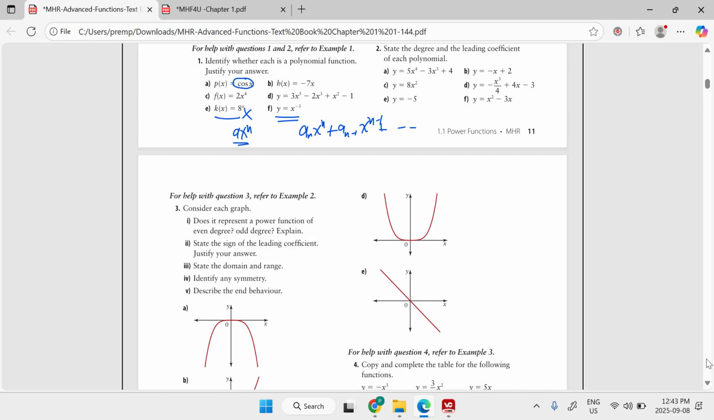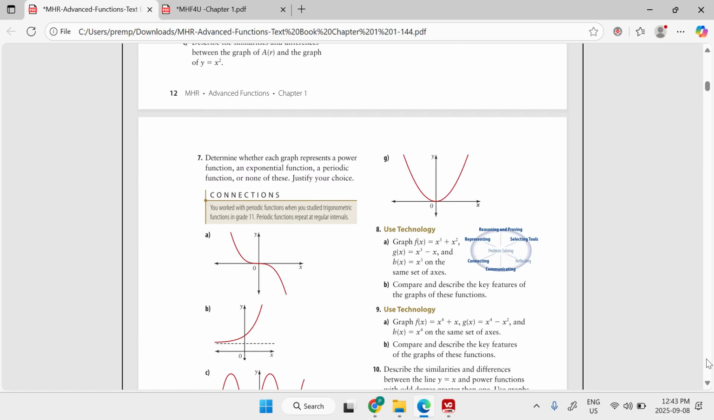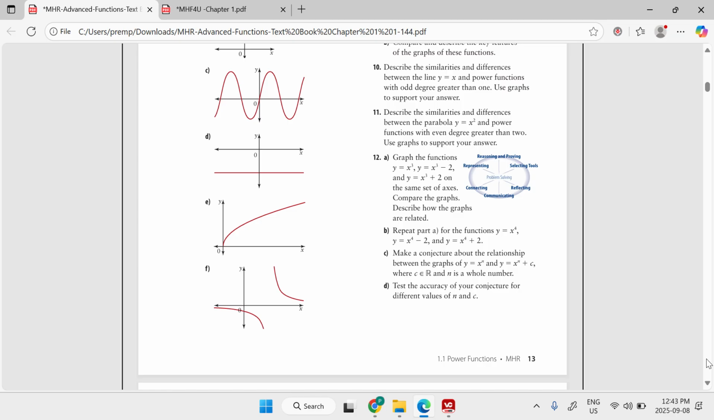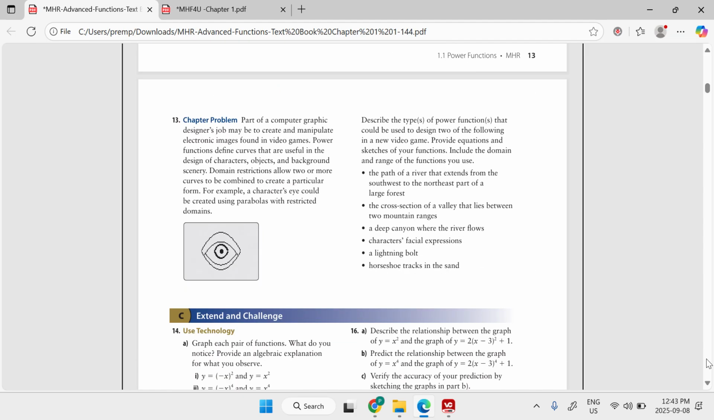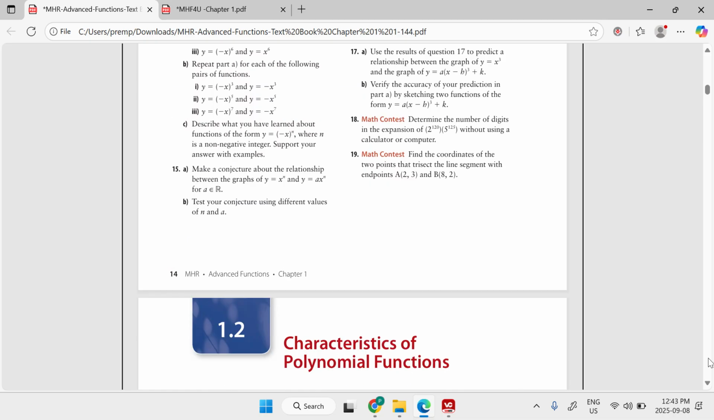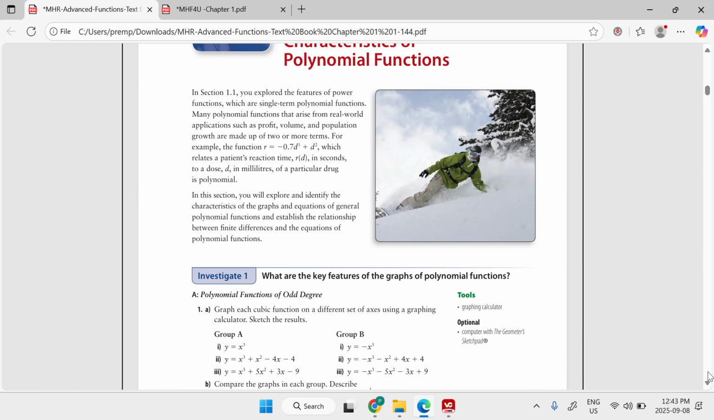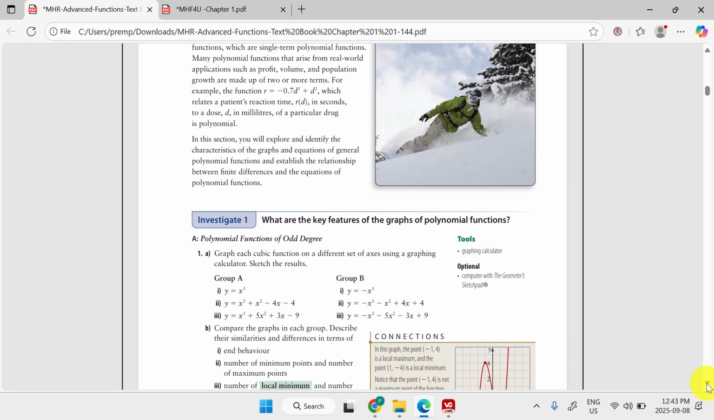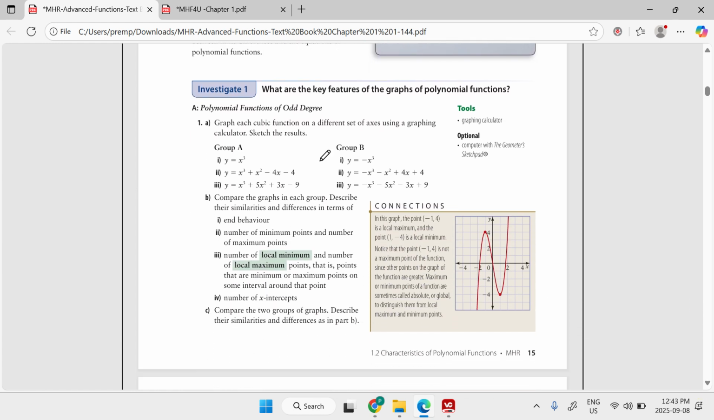So we'll try to look into the main part of this unit. And again, the graphs are given to you. You have to identify what kind of functions they are. So look into this. Then we have the characteristics of polynomial functions. And this is one we were talking about, polynomial function of odd degree. So you can look into that.